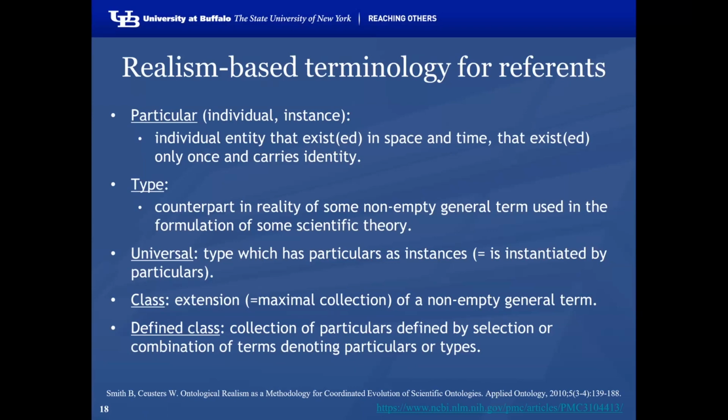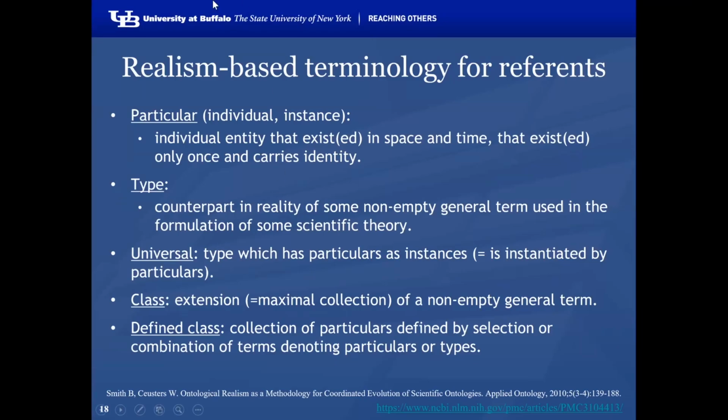For the reference, the things that we talk about in realism-based ontology are particulars. Sometimes individual or instance are used as synonyms. Particulars are individual entities that exist or existed in space and time, that exist only once, and that carry identity. If you have two identical shirts from the same maker, they are identical in the sense that they are exactly similar, but they are not identical in the sense of particulars. You have two different particulars, two different individuals. Both are instances of shirt.